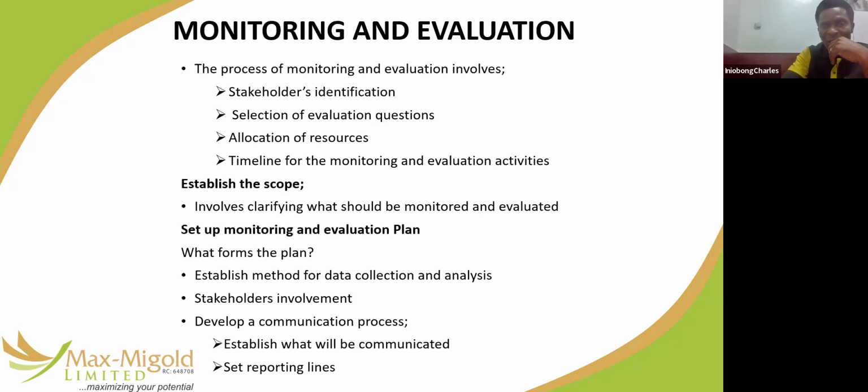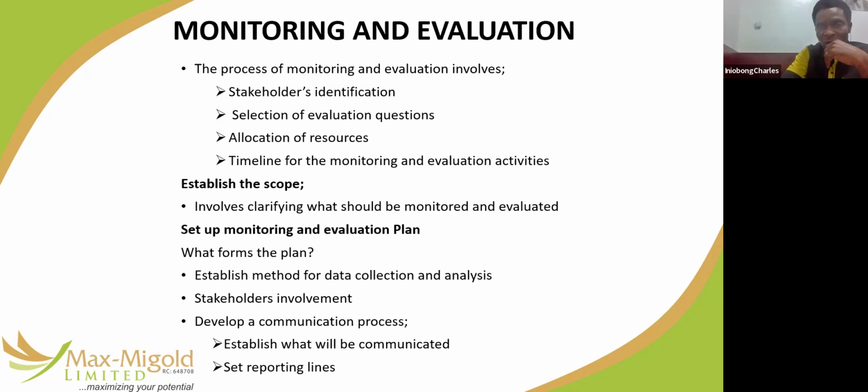Then selection of evaluation questions. What kind of questions will you be asking during evaluation? Because if you ask the right questions, you get the right answers. Allocation of resources. What are the resources you want to put in place? Then timeline for the monitoring and evaluation activities. You must put a timeline.